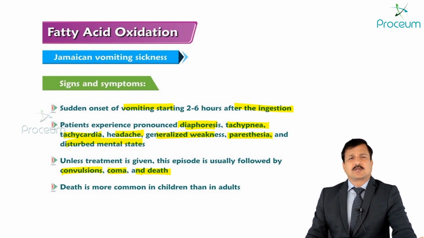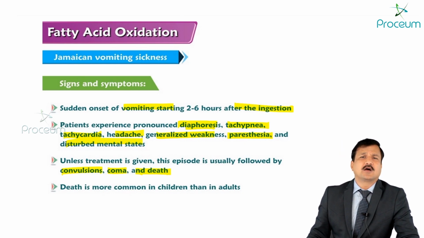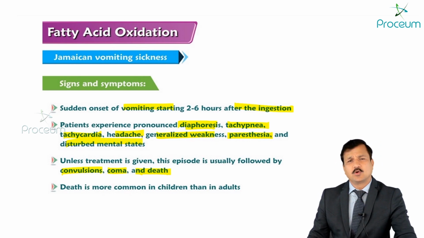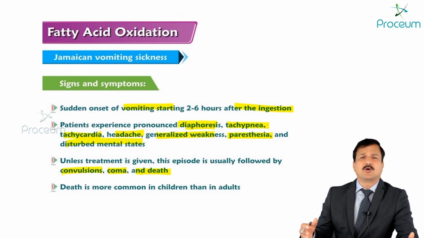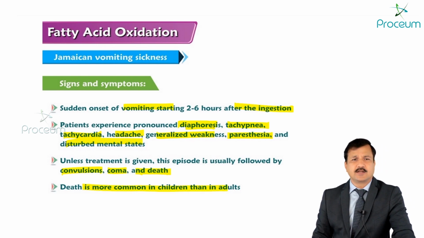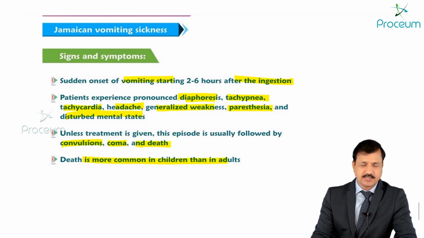Okay, so the treatment is admission, and then stomach wash can be done if undigested unripe ackee fruit dish is still there, and then observation, and importantly give IV glucose, and monitor the symptoms accordingly. Death is more common in children than in adults. So that's about Jamaican vomiting sickness.